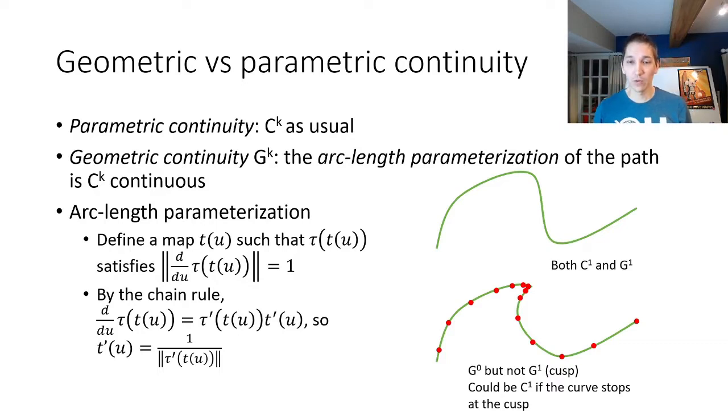So as an example, for these two paths on the right, the first path is both C1 and G1, whereas the second path has a cusp in it, so it's not G1. But it could be C1 if the curve were to stop at the cusp. If you could imagine stopping at this cusp and then reversing direction, you could still have a continuous first derivative.